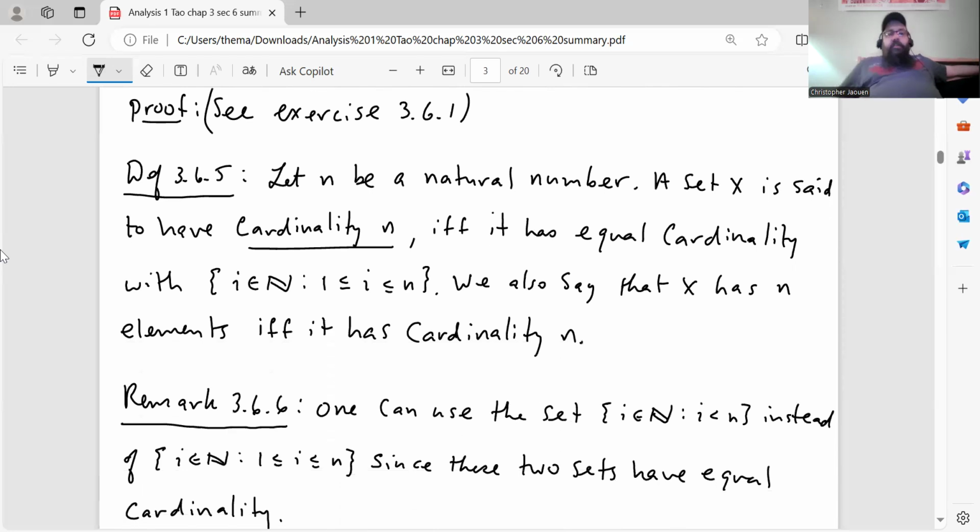All right, definition 3.6.5, let n be a natural number. A set X is said to have cardinality n if and only if it has equal cardinality with the set of all natural numbers i, where i is between 1 and n. We also say that X has n elements if and only if it has cardinality n.